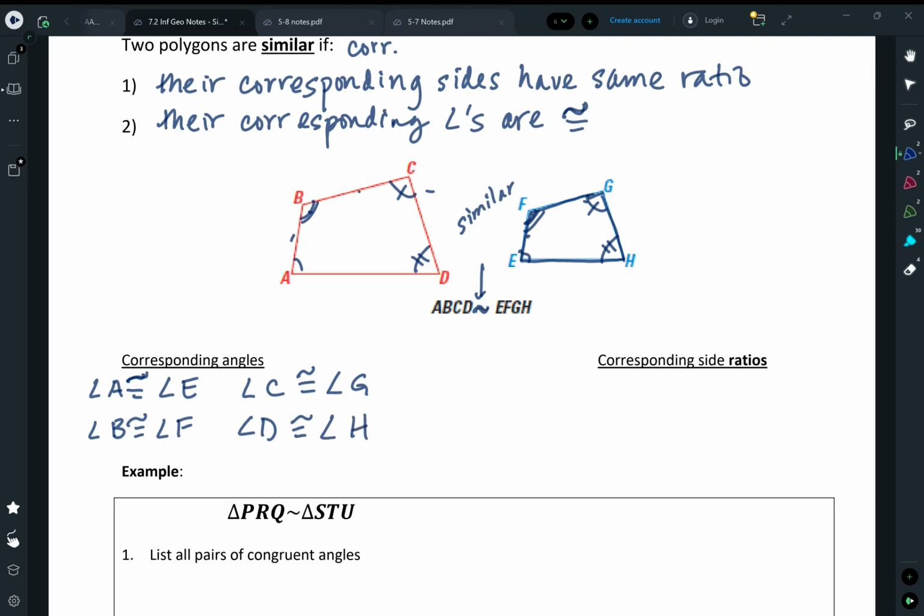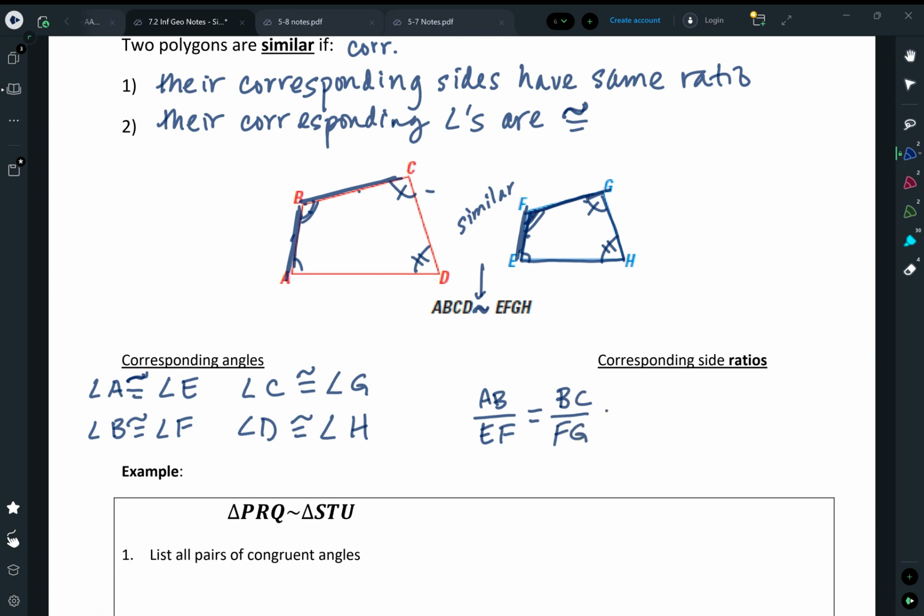Then when I write my ratios, I have to decide if I want the small one on the top or bottom. I think I'm just going to go left to right. And so I'm going to write AB. That's AB right here, and that's going to match up to this side. So I'm going to say AB divided by EF is equal to, the next side, BC over FG.